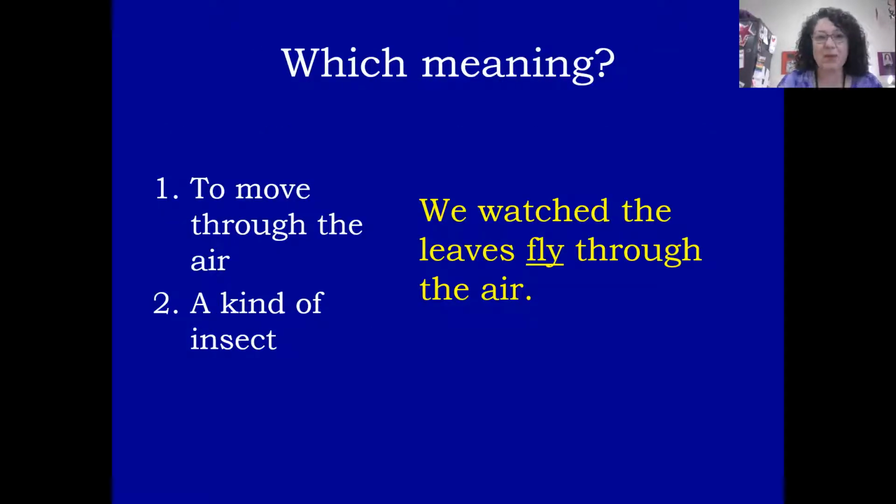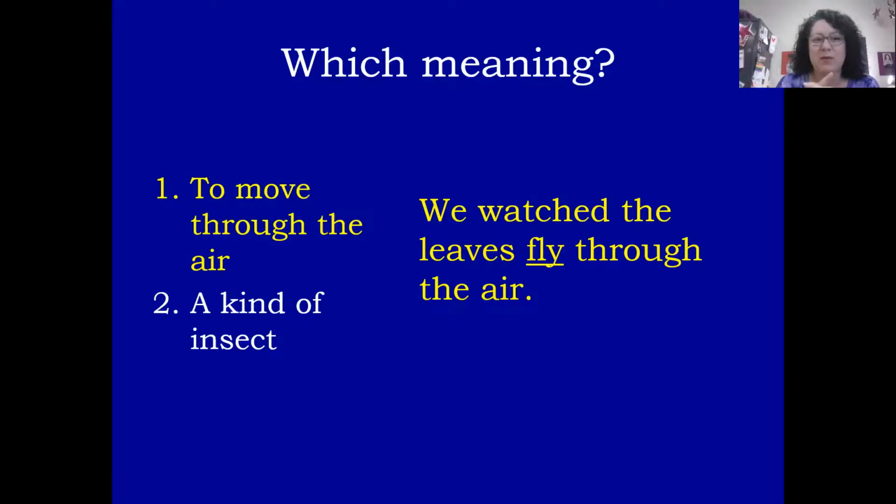So which meaning are we using here in the yellow sentence? We watched the leaves fly through the air. Were they moving through the air or was it a bug? To move through the air, good. And so we can use our clues, and we know about context clues. We watch the leaves fly through the air. Okay, they're going through the air.